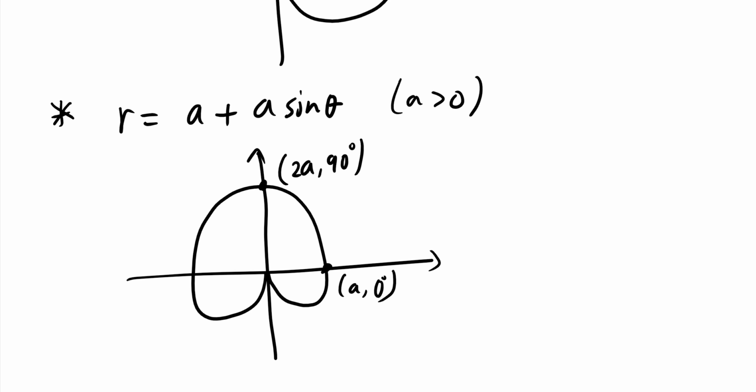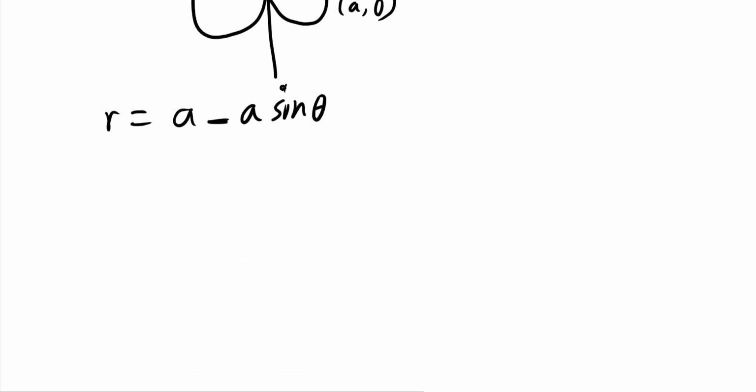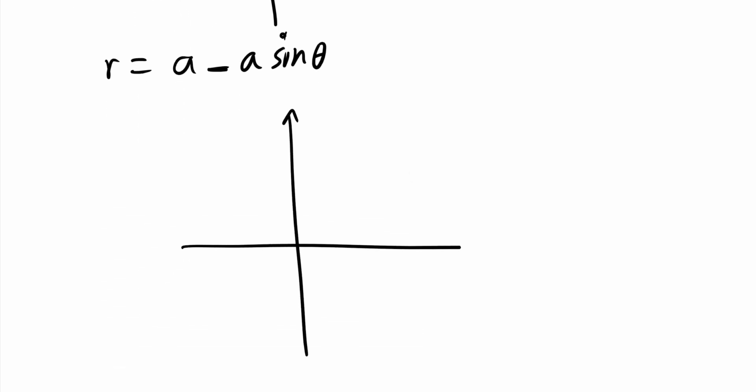Now what about if it's negative? So r equals a minus a sine theta. So still sine, but minus is going to go down. So it's going to go exactly like a heart, down. So it starts this way, down, up. So this is again a, 0, and then this is 2a and 3 pi over 2 or negative pi over 2. So this distance from here to here is 2a. So that's for cardioids.